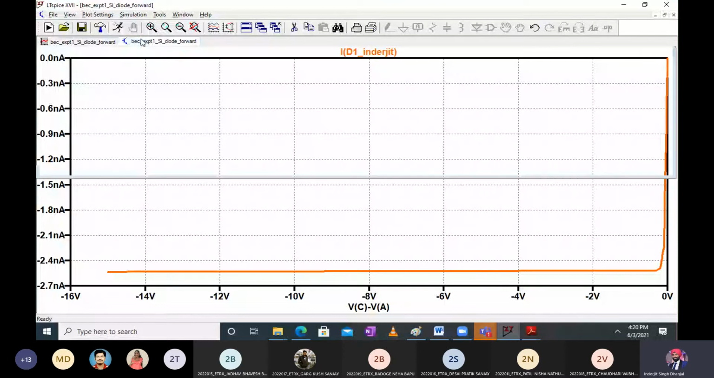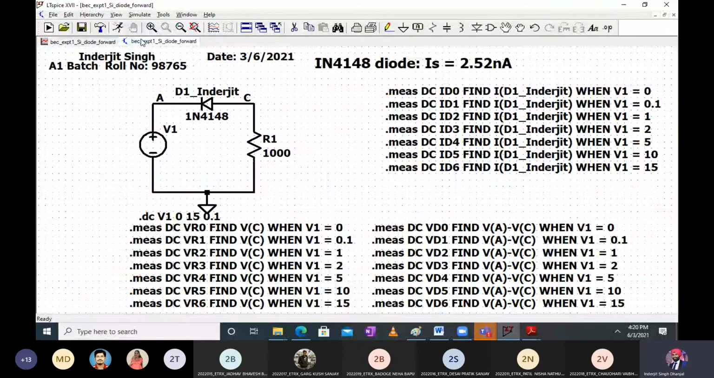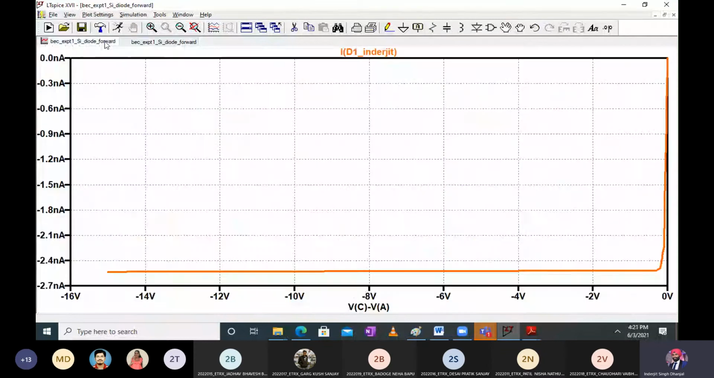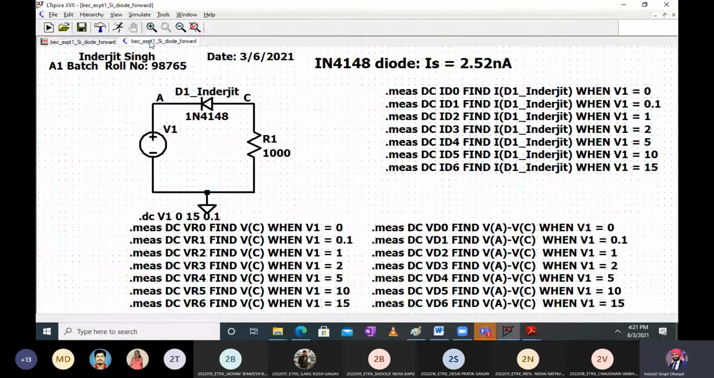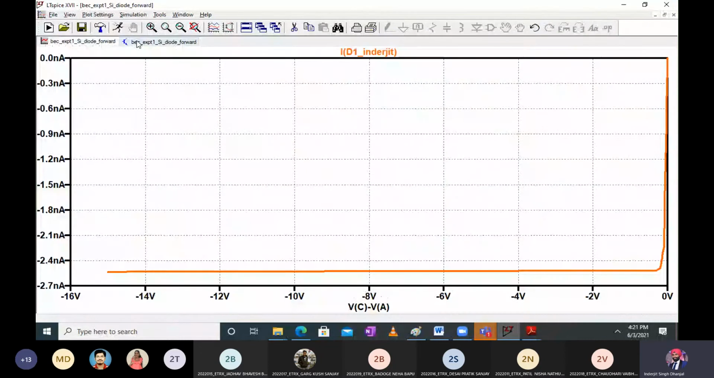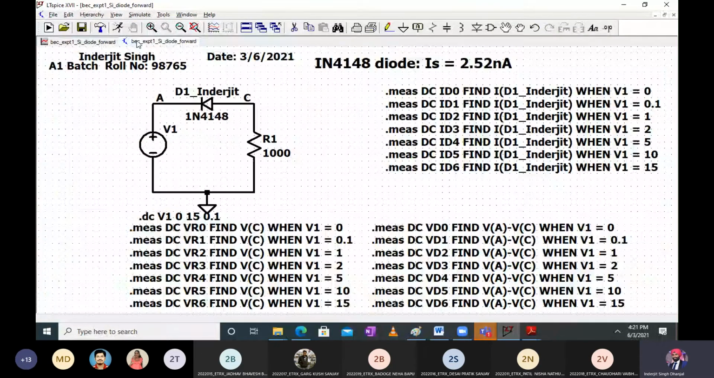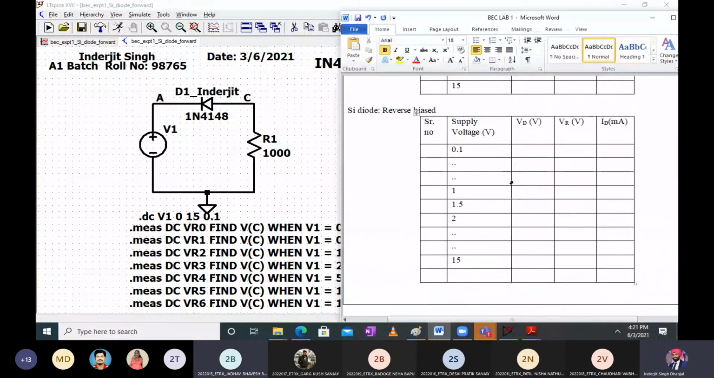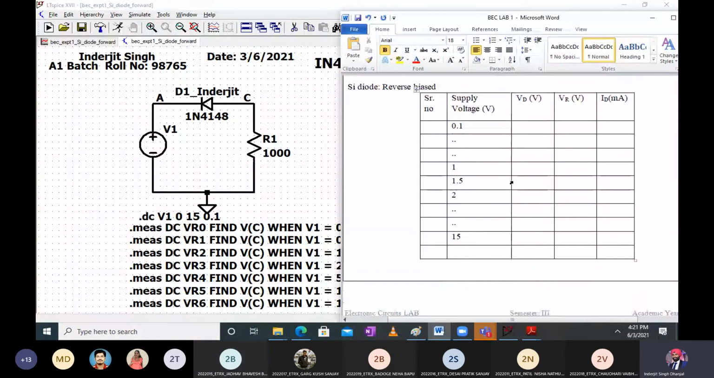You will say, sir, if I want to view forward and reverse in one graph, you can do that also. Without reversing the diode, in this range you can write minus 15 to plus 15 and you will get that. I'm not doing that right now, I'm just moving forward. So everyone understood how to do forward and reverse, how to do the characteristics? Yes, sir. Now for Zener.